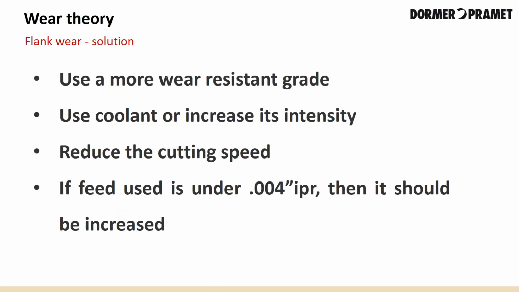So how do we minimize or slow down this effect? You can use a more wear-resistant grade. You can use coolant or increase its intensity, reduce the cutting speed, or if the feed used is under 0.004 inches per rev, then it should be increased. And a rule of thumb for feed when you decrease or increase is normally 10% at a time.